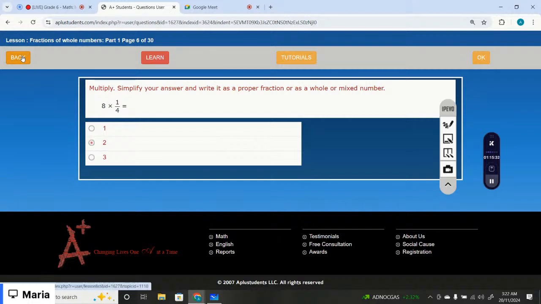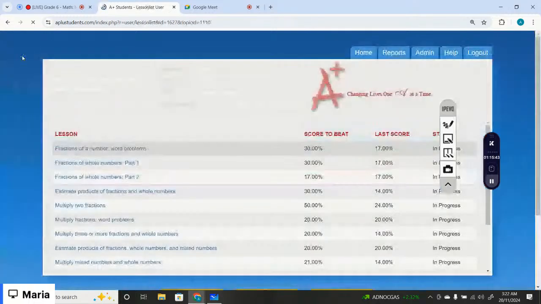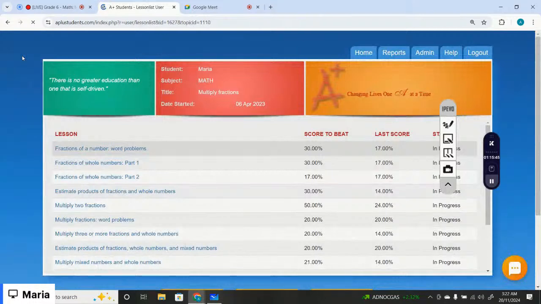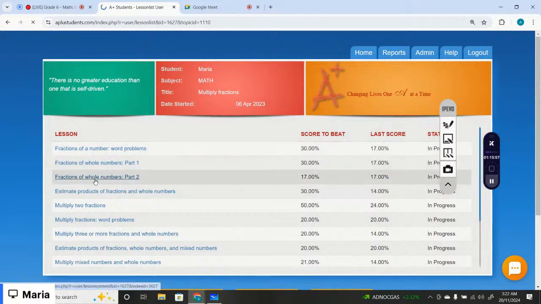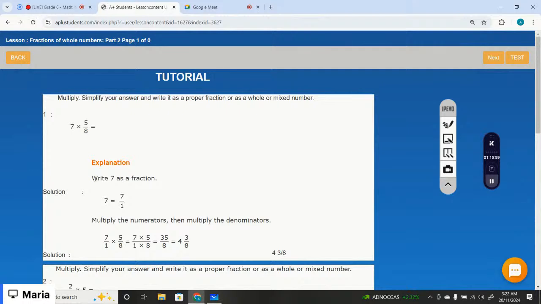Okay, you can read the lesson by yourself later today. Let me just move on to the next lesson. The next lesson is fractions of whole numbers part 2. So you have to do exactly the same things. You have to do 7 times 5 over 8. Multiply the numerator and numerator, denominator and denominator.